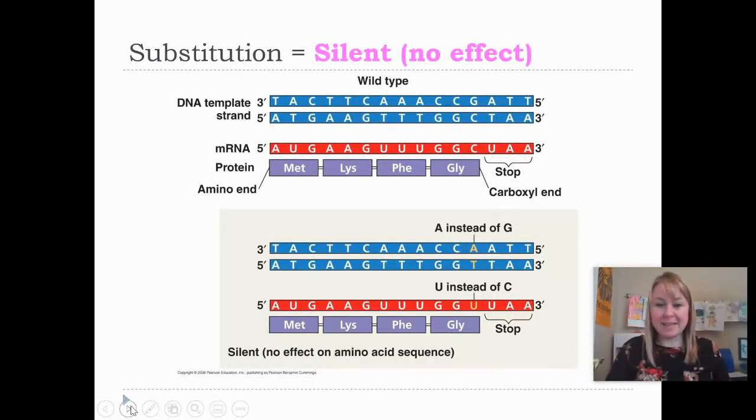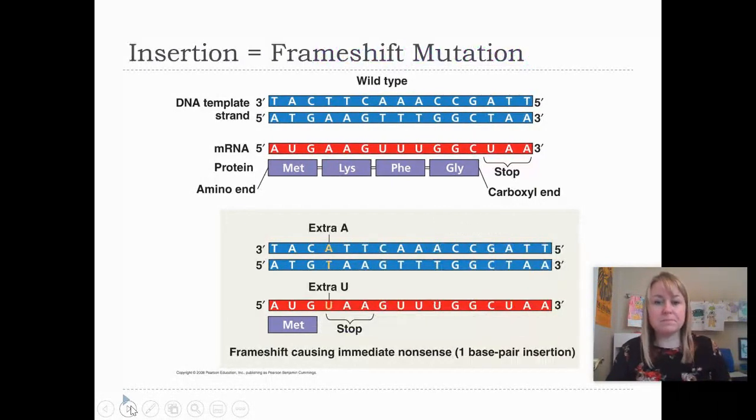And then a silent mutation: if you look at the amino acids methionine, lysine, phenylalanine, and glycine, then look down there and it says the same thing. We changed an A to a G, and now it ended up not mattering at all because it was the third base.